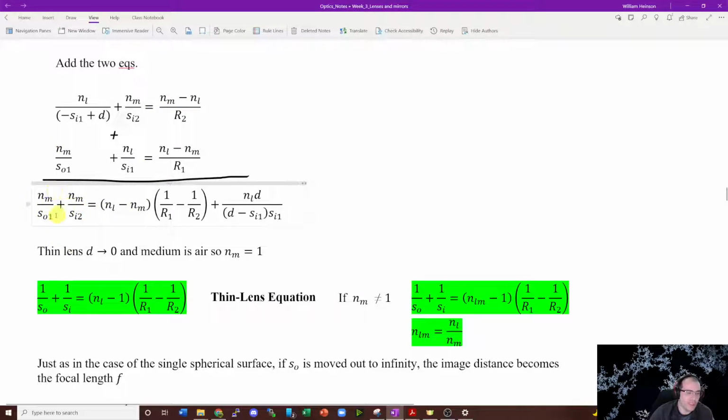I wanted all the medium over SO2 and SI2 together. Why am I doing that? Well, you can do a couple things. First of all, it's a thin lens, so you can set D to go to 0. You see I grouped all the terms that have this length d together right here, so that term just goes away because we're doing a thin lens. And we can set the index of the medium of air to 1. If we do that, we get this right here, and this is the thin lens equation.